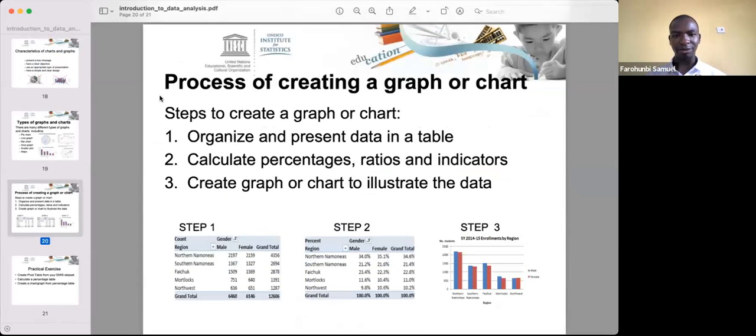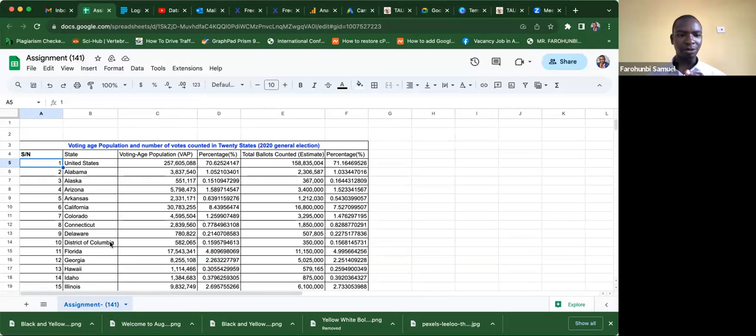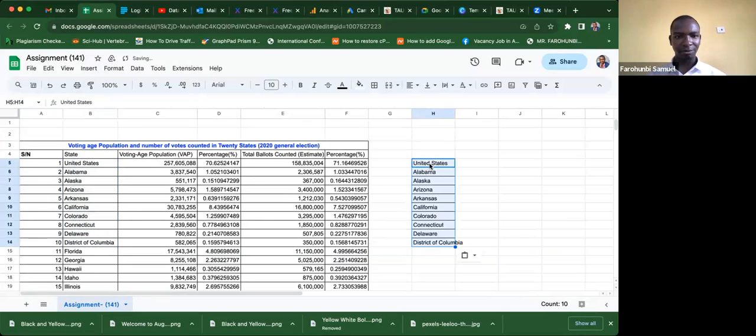So I'll stop sharing this screen and go back to the other screen where we had the previous data and try to analyze it. Now, I want to pull out 5 states first and look at their percentages. So I'm pulling out 5 states. Okay, let me pull out 10. I'll pull out 10 states. I have it here. And then I have the percentage here, the voting rate. Let me use this voting rate.